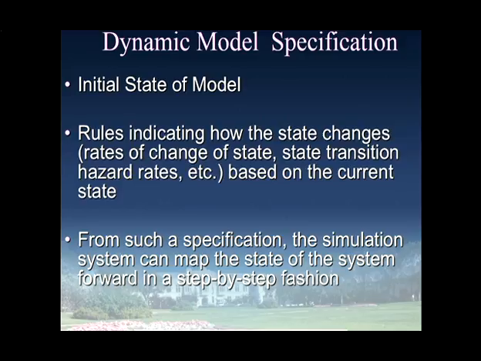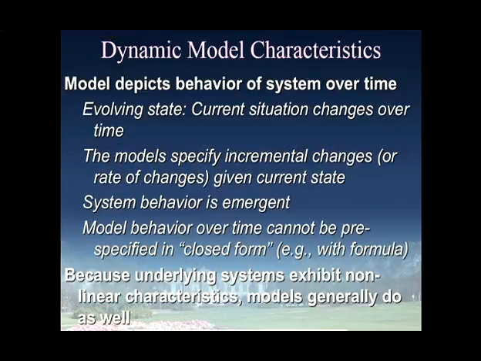From such a specification, the initial state and these rules, the system can map out, by chunking through over time, the state of the system as it evolves over time. So we have this micro world, and we could say, okay, simulate it now over time. We saw that earlier with that model, right? We could run it, and it would tell us what the implications are over time, and it created those association plots, etc. Okay, so it's depicting the behavior of the system over time. There's some evolving state of the system that describes its current situation. And the model specifies these incremental changes.